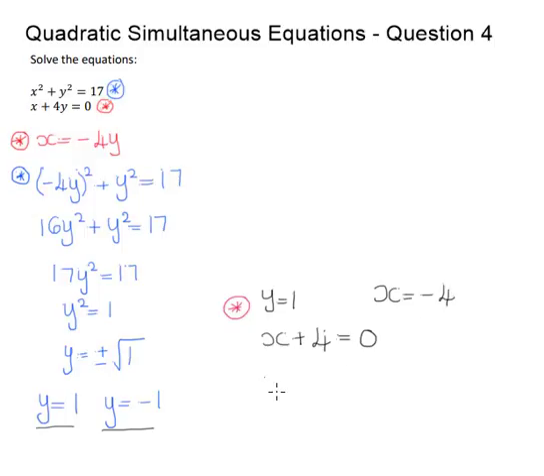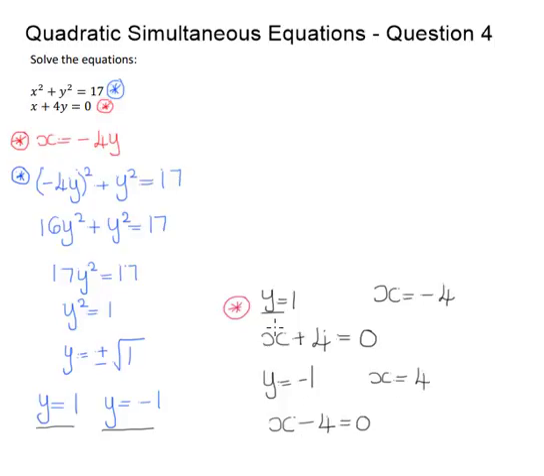Okay, what about the other one then, when y is minus 1? So that's going to give me x plus 4 times minus 1, which is minus 4, equal to 0, which means that x has got to be plus 4 in this case.